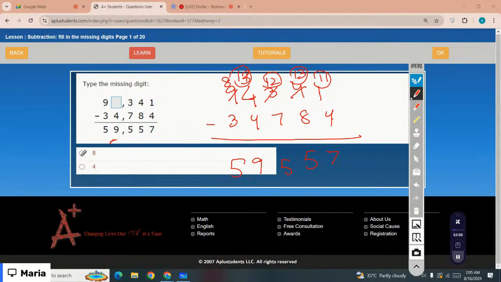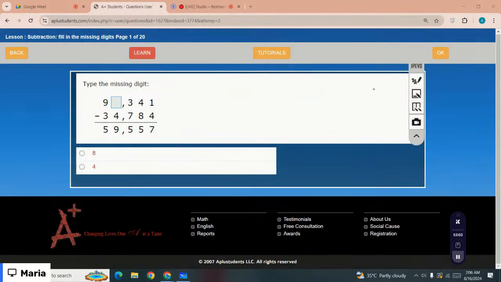That means the correct option is 4, right? Option number 2 is the correct option. Don't share your details over here.